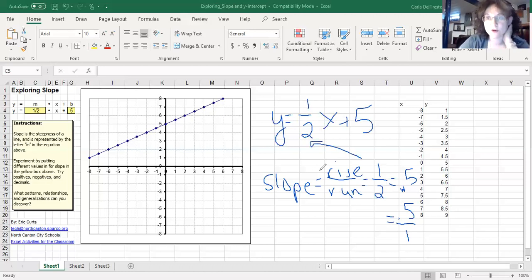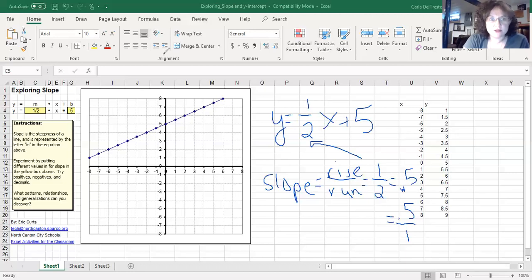So far, I hope you're buying into the fact that this coefficient on x, that is your rate of change. That's how the line is moving. That's your movement on the line. That's your slope. Hopefully everybody buys into slope.